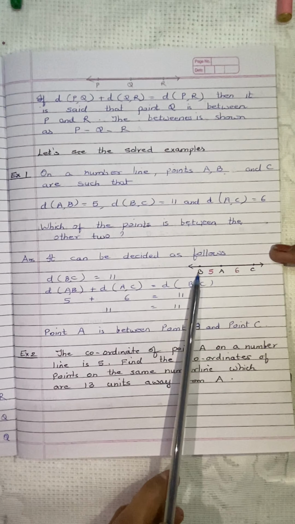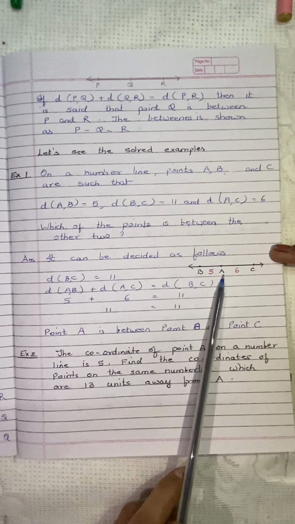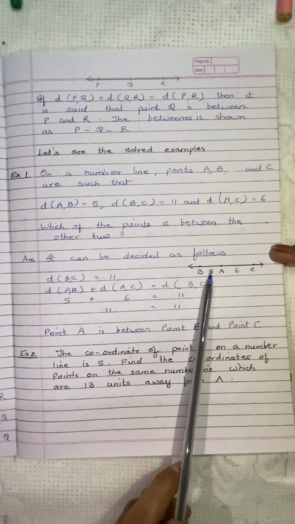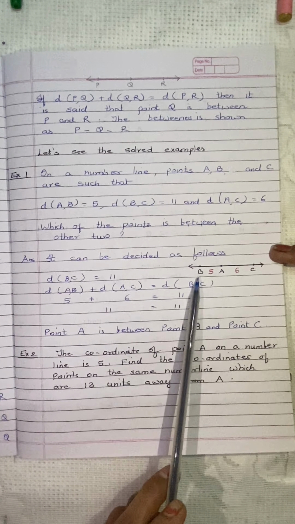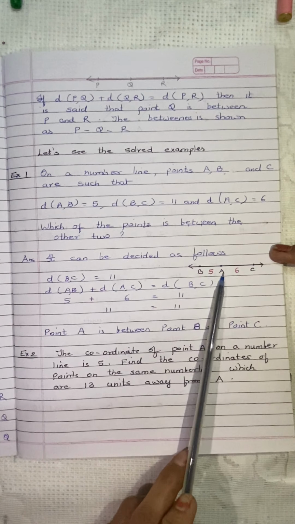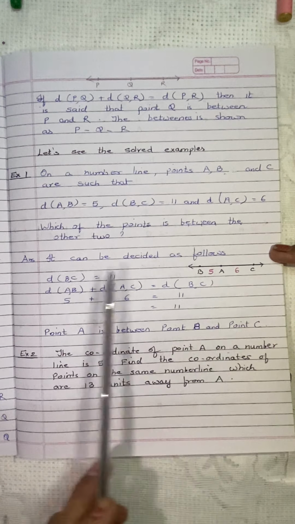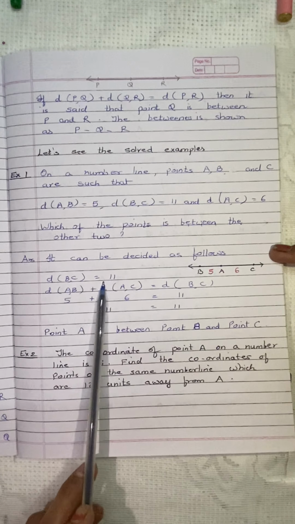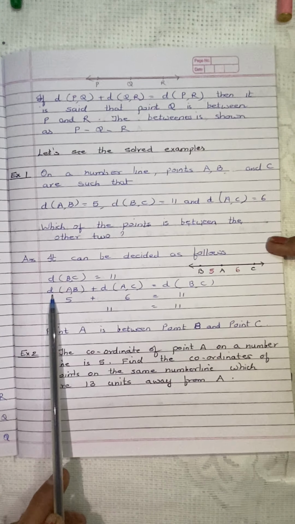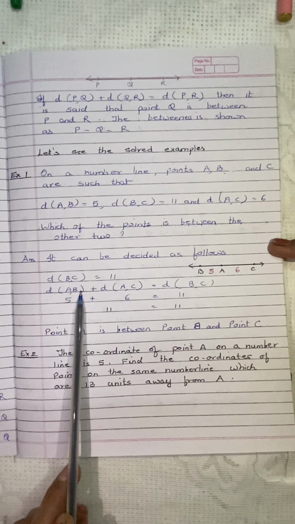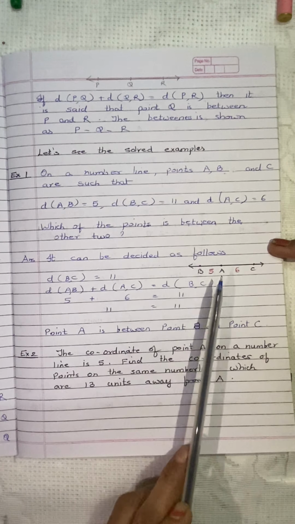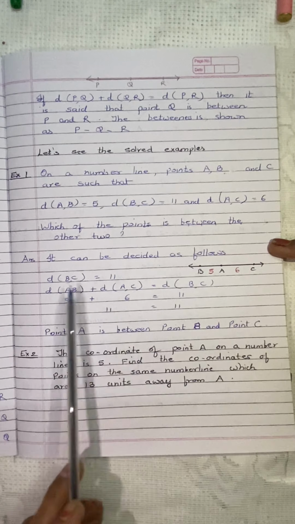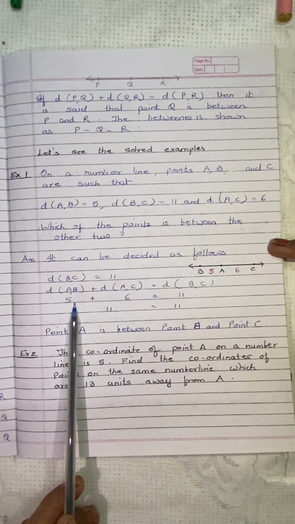So considering this, now we will see this B and A, so that is AB or BA, that is 5, and AC is 6, and altogether the distance from B to A to C will be 11. So distance between B and C is 11. So we can write this as distance between AB plus distance between AC is equal to distance between B and C. So we can substitute the values here.